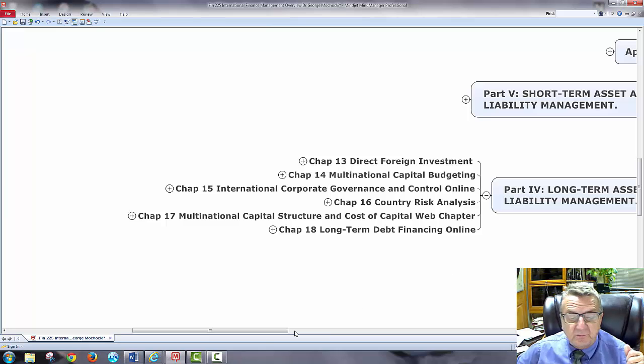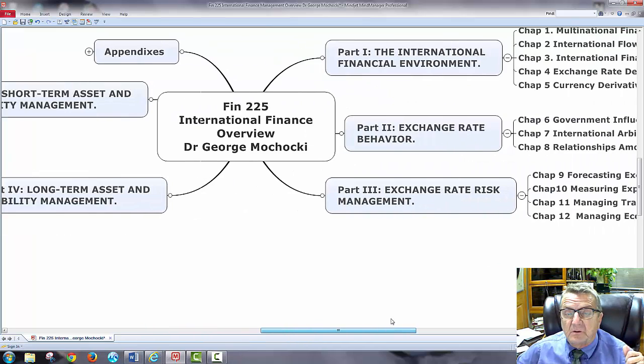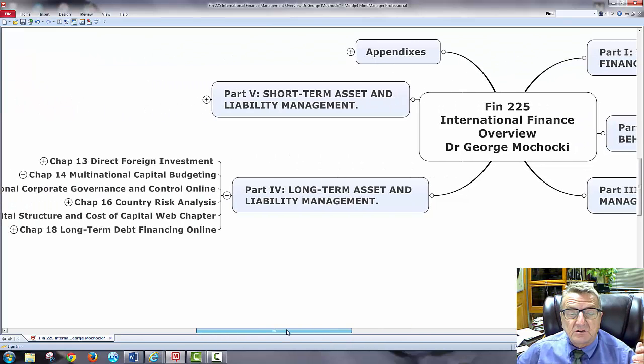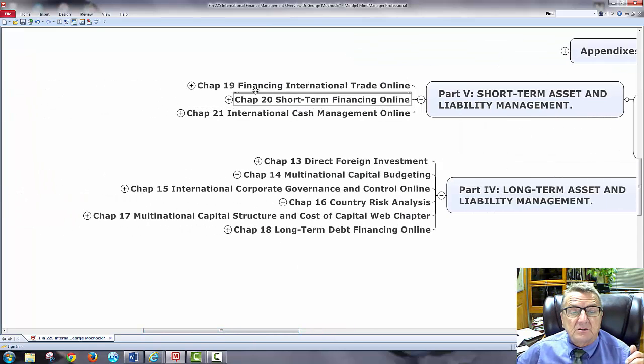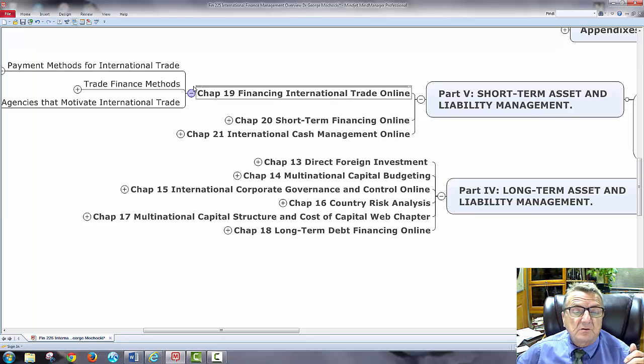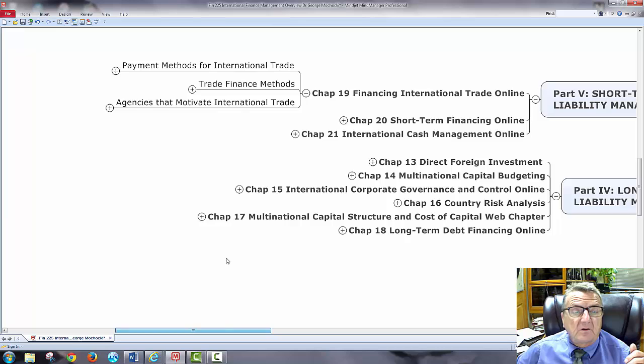Now we're doing, okay, so this basically was your long term. Remember, we did international, we did exchange rate, currency exchange rate risk management: how do I manage this? Now we're looking at long-term assets, investments, and liability. Okay, the next one is short-term assets and management of liability. We're going to be looking at Chapter 19, Financing International Trade. Let's just go this way. And so I'm looking at how do I finance, your payment methods for international trade.